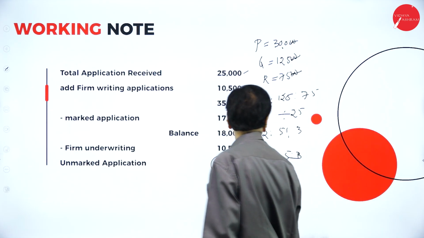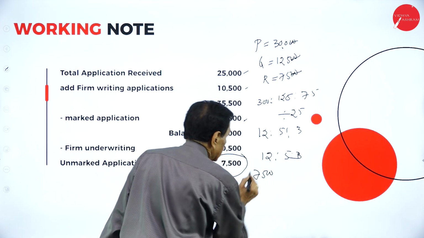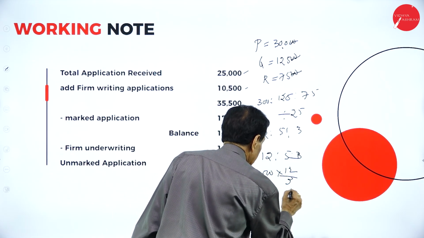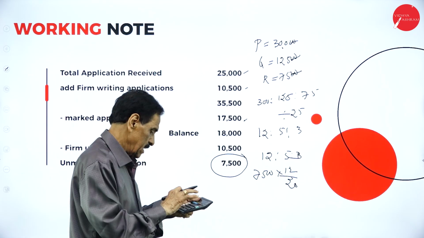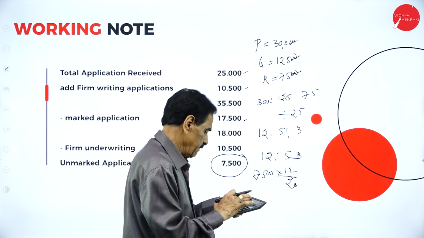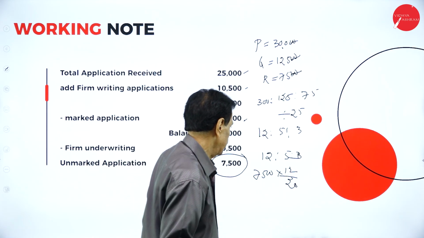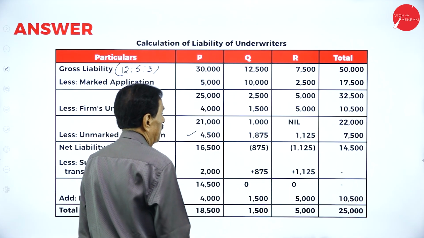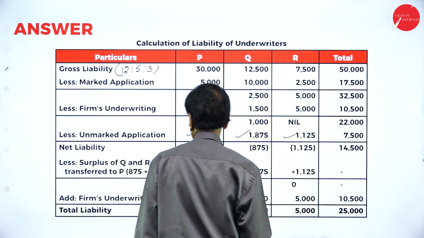See that? 7,500. So 7,500 into 12 divided by 20 is 4,500. And then 1,875 and 1,125.